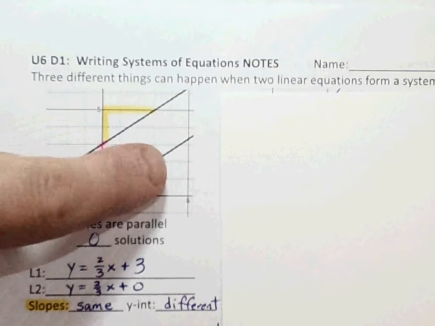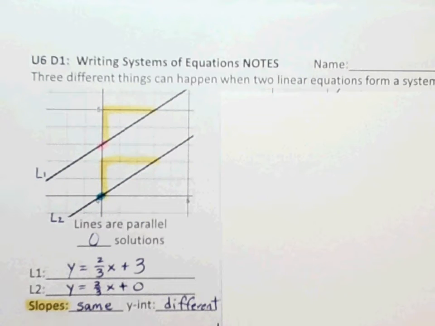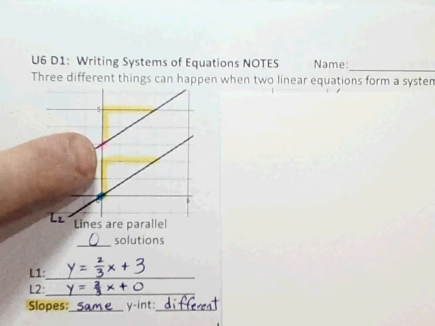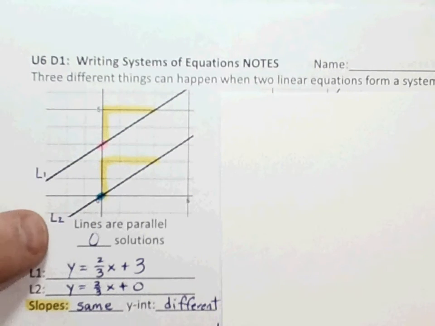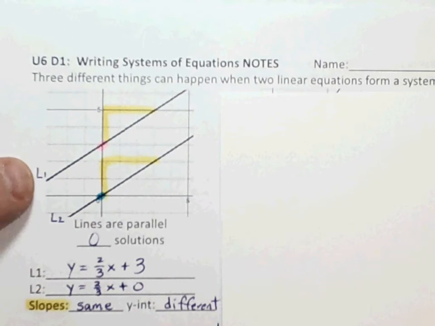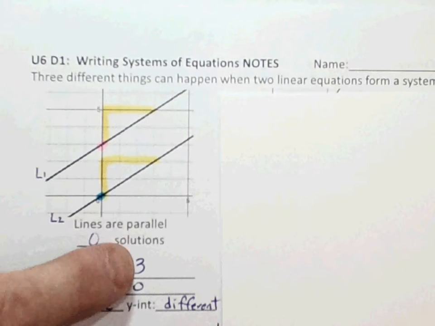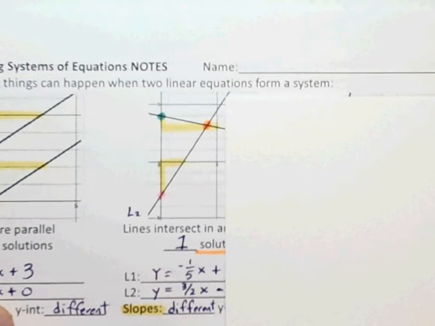So I notice that both of them have a rise and run of 3/2. They're both positive rises and runs. The only difference is the y-intercepts. This one down here, which I call line 2, and this one line 1. Line 2 has a y-intercept of 0. You really don't have to write that, but you can. And line 1 has a y-intercept of 3. So if we look, the slopes are the same, but the y-intercepts are different. Zero solutions.